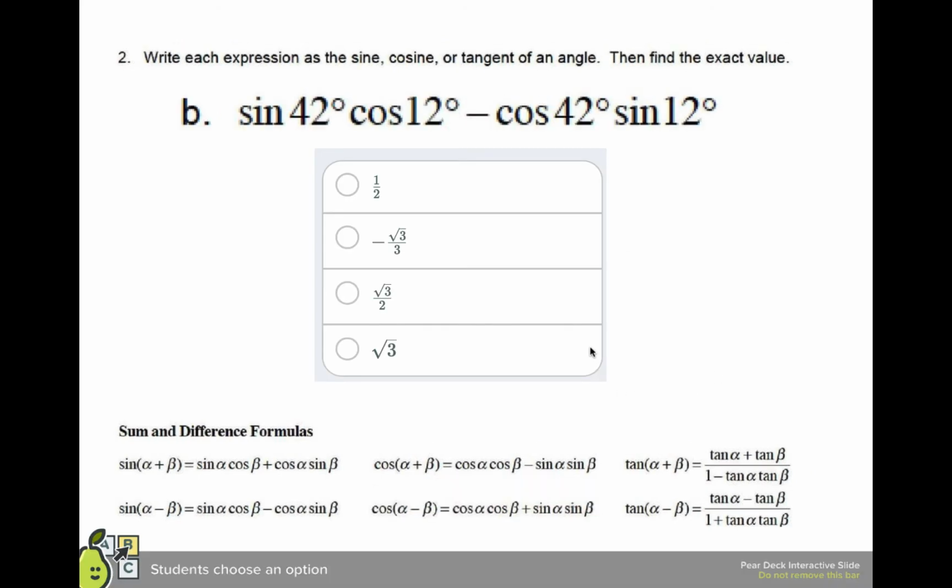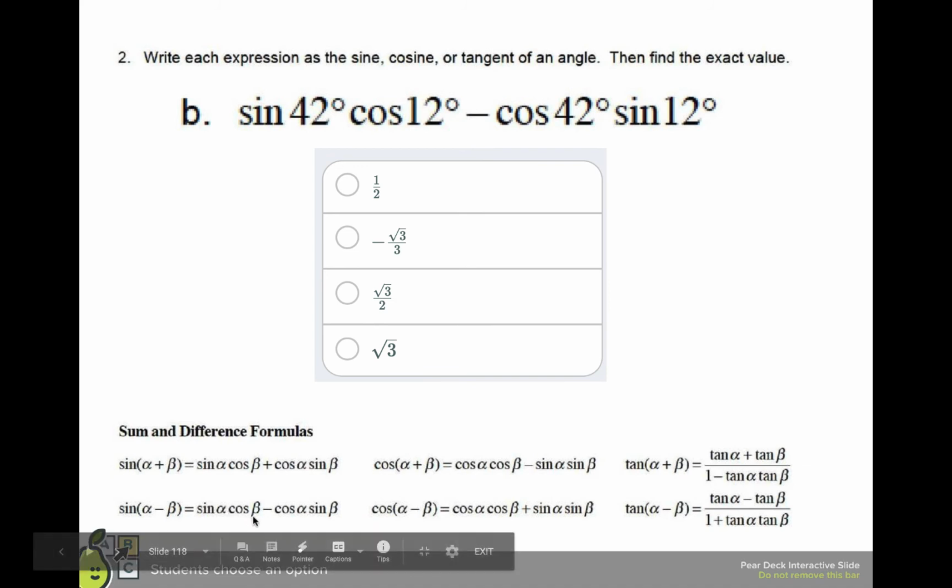All right, let's look at B. You have sine times the cosine minus the cosine times the sine. So the only one that has that pattern, sine, cosine, minus cosine, sine, is this formula. So that means you're using the left side over here. So you're doing the sine of the first angle minus the second angle. Go for it and tell me what the ratio is.